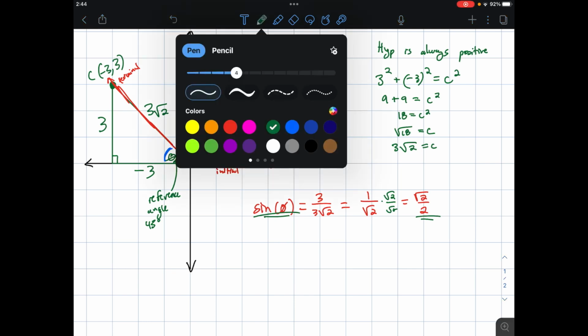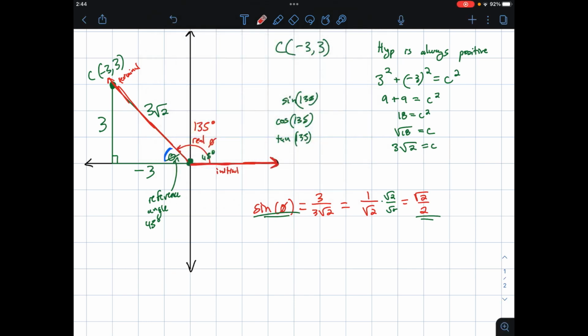Great. However, if we do cosine of theta, we're going to get -3 over 3 root 2. And this is where it's really important to have the reference angle. So this would be -1 over square root 2. Rationalizing is going to be negative root 2 over 2.